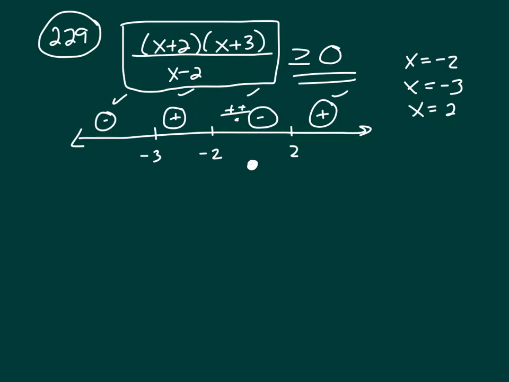Let's take negative 4, which is down here. Plug it back into your inequality. Negative 4 plus 2 is negative. Negative 4 plus 3 is negative. Negative 4 minus 2 is negative. That would give you a negative number. All right? So you can practice testing the other ones to see that you get positive. But for this inequality, we want to figure out what values of x make it greater than or equal to 0. So that would be your positive ones, and that would be here and here.